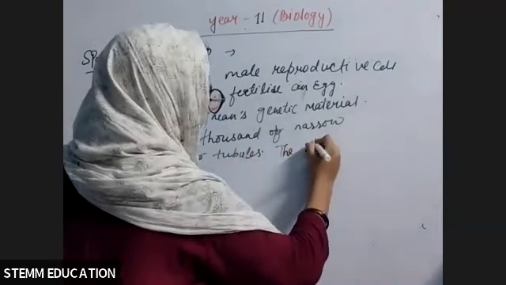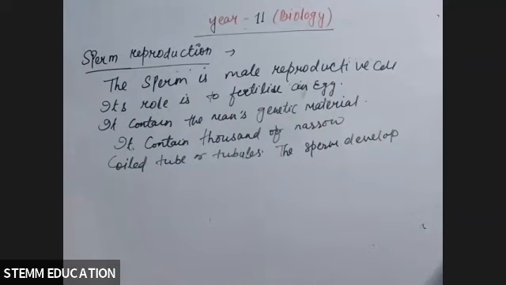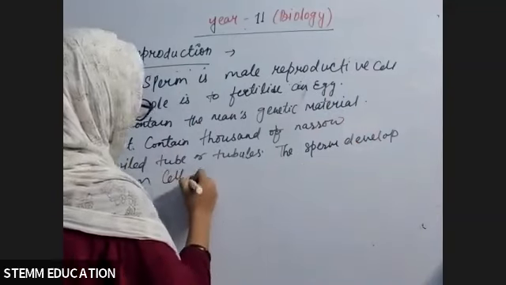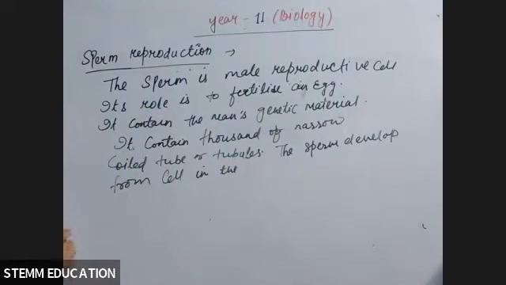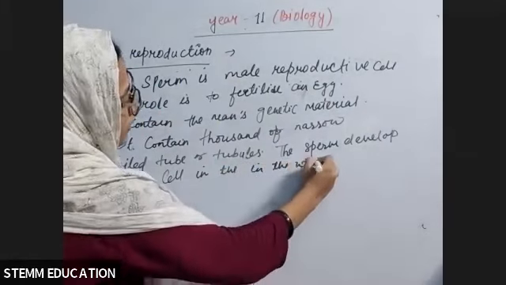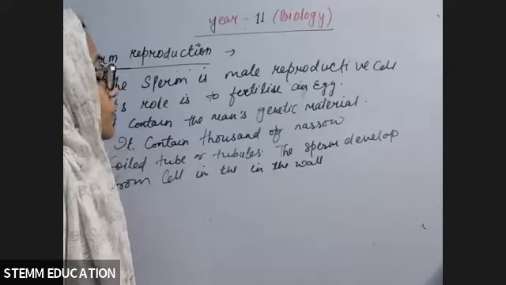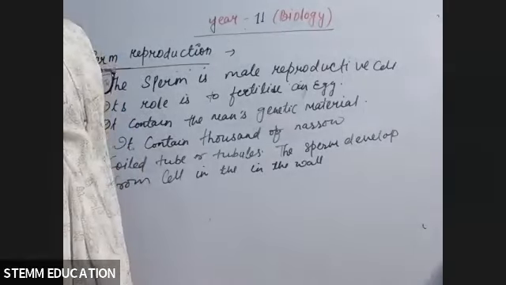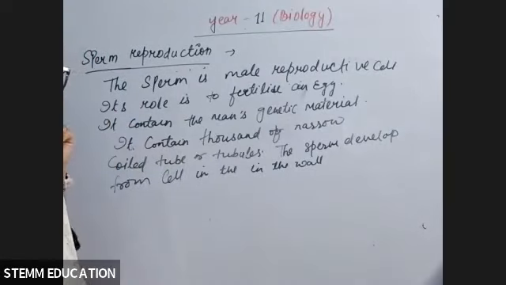The sperm is developed from cells in the wall of the tubules. The sperm is a male reproductive cell, and its role is to fertilize the egg, right? It contains the man's genetic material, as I said, and thousands of narrow coiled tubules. Okay, the sperm develops from the cell wall of the tubules.